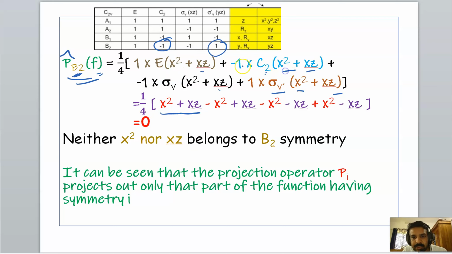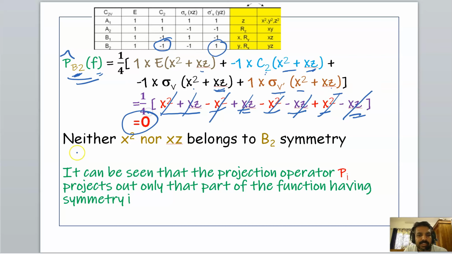C2 into x square is equal to x square into minus 1 is equal to minus x square. C2 into xz is equal to minus xz, minus into minus plus. Sigma v into x square is equal to x square into minus, minus x square. Sigma v into xz is equal to xz into minus, minus xz. Sigma v dash x square is equal to x square. Sigma v dash xz is equal to minus xz into 1 is equal to minus xz. Then again x square minus x square plus x square, xz plus xz minus xz all cancel, 0. That is, neither x square nor xz belongs to B2 symmetry. We can see here B2, no x square, no xz is present here.